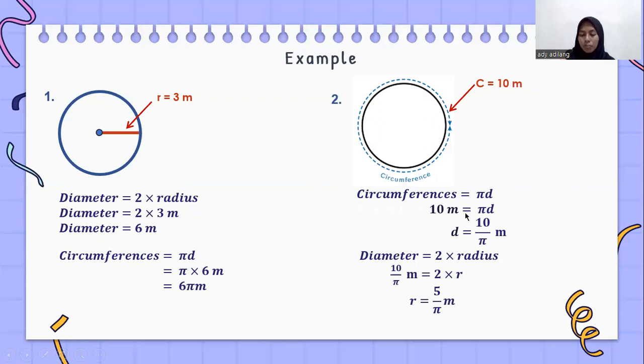So pi times d divided by pi is equal to d, and 10 meters divided by pi is equal to 10 over pi, or 10 divided by pi meters.